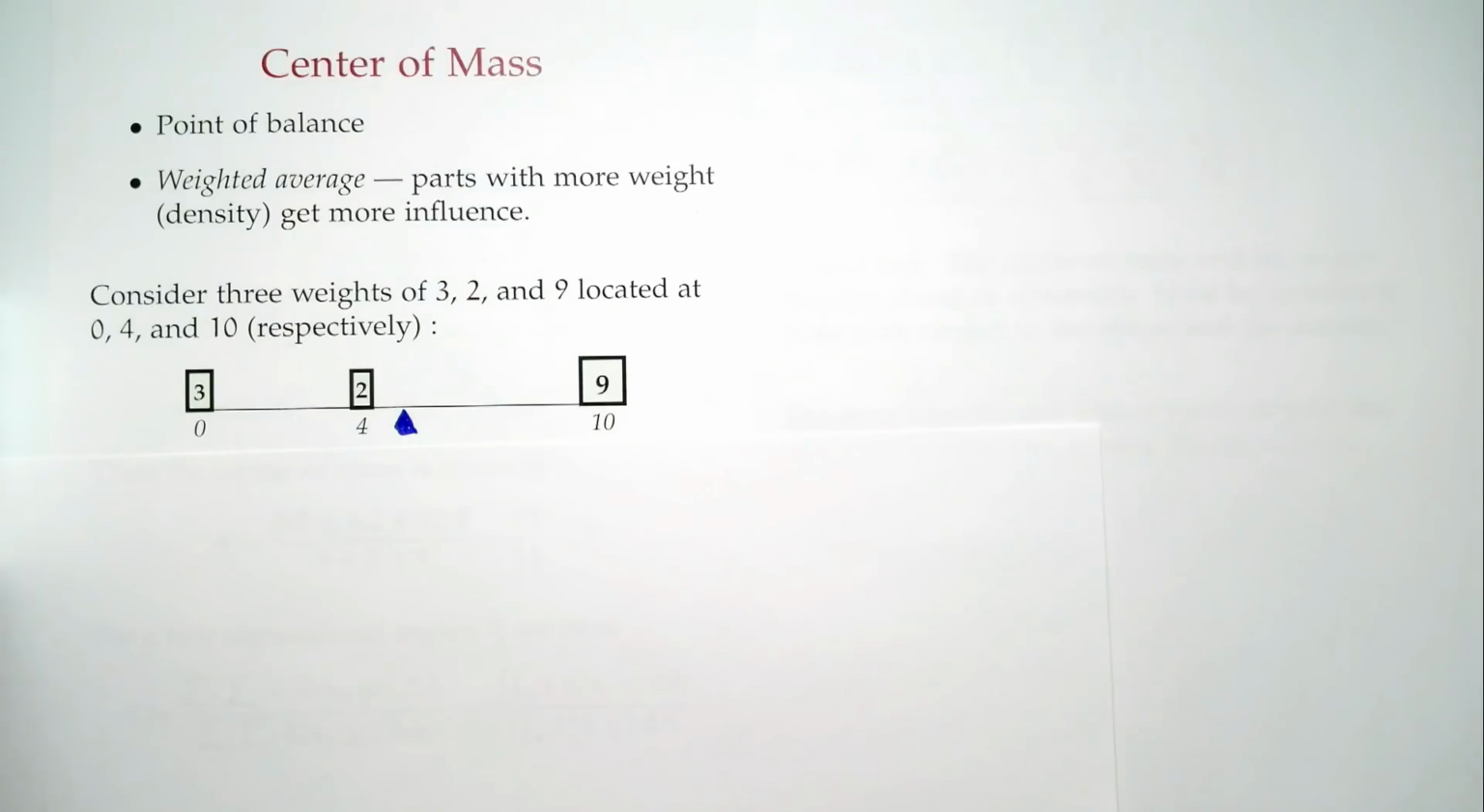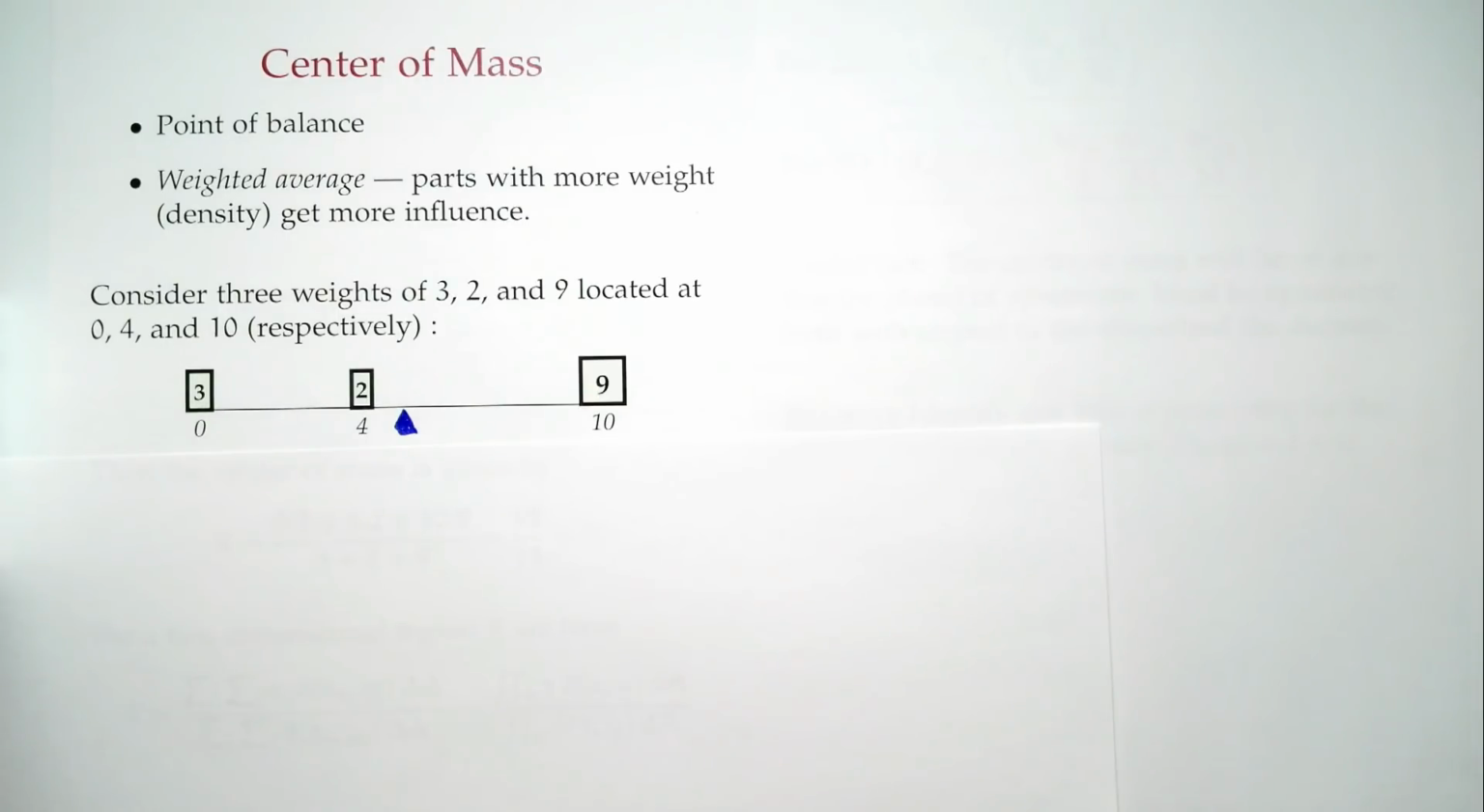Think of these as quiz scores. Now you're probably thinking, that's not realistic. Too many people got 10. But for a moment, let's just think of them as quiz scores. We could say, look, 9 people got a score of 10. 2 people got a score of 4, and 3 people got a score of 0. And I ask, what's the average of the quizzes?